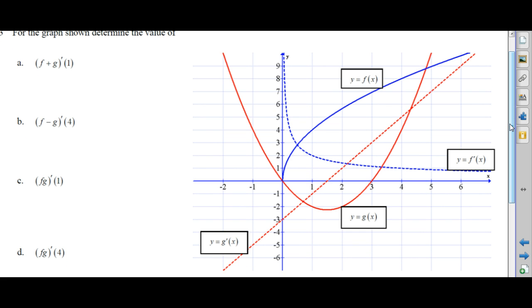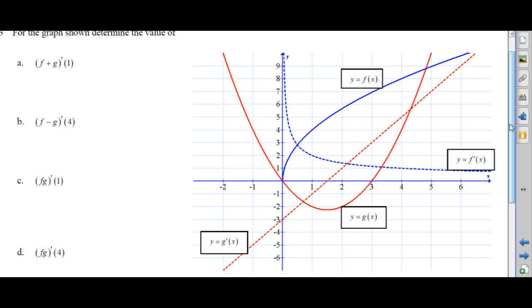So we got a graph in front of us, right? It's showing us four things. It's showing us the graph of y equals f of x. We don't really know any of these equations, although I guess we could suss them out somehow, but it doesn't matter. We've got the graph of f of x in blue, or black. We have the graph of f prime of x in dashed blue or dashed black. And then we have the parabola, which would not really be easy to figure out the equation of. But we're not actually figuring out the equation of any of these things. So we've got g of x, and then we've got g prime of x. So the first question is, what's f plus g prime of 1?